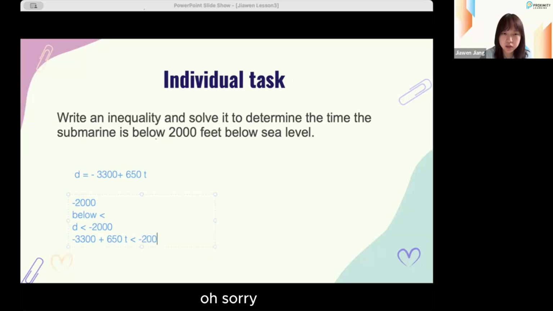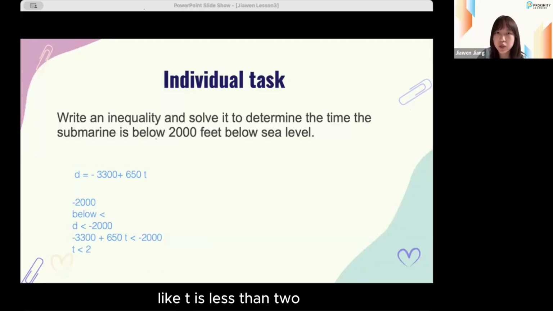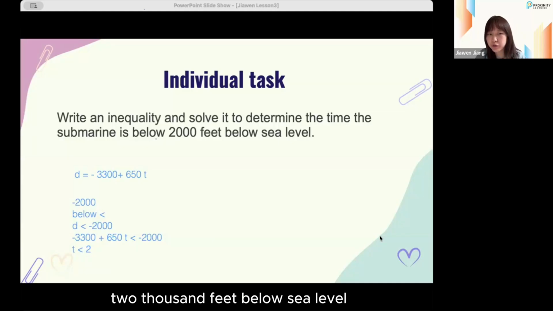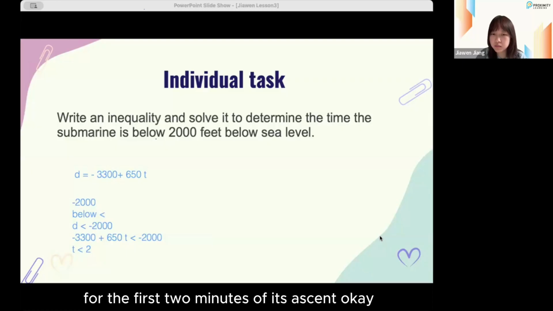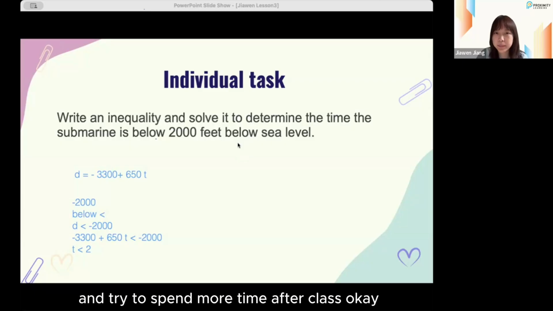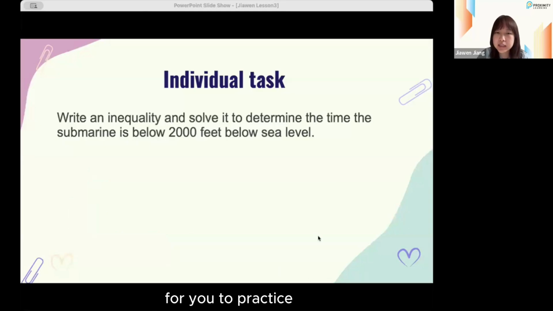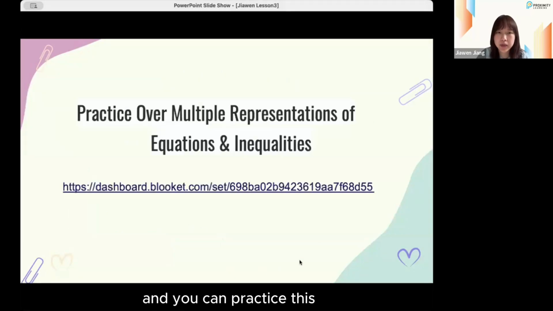So then we got the final answer: T is less than 2. Also same here, we need to explain what this means. T is less than 2, so the submarine is below 2,000 feet below sea level for the first 2 minutes of its ascent. Sorry, I'm not giving you too much time to solve this individual task, so try to spend more time after class. Because of the time limit, I'm not going to do the Blooket game for you to practice. Maybe in the next class you can practice this.